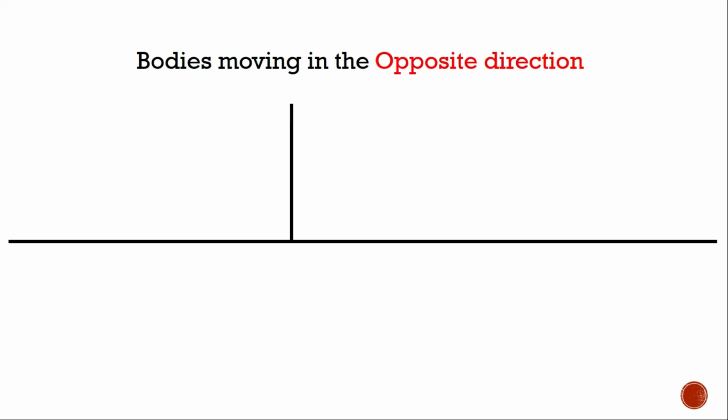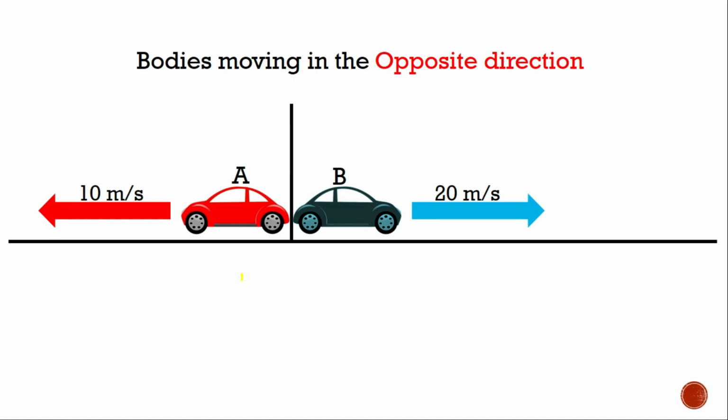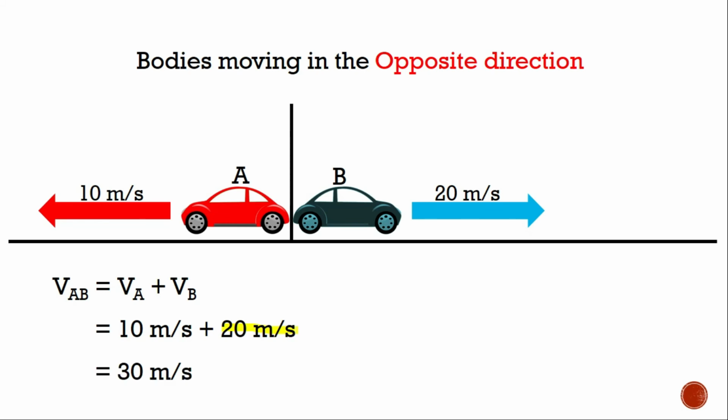Suppose there are two cars A and B moving in the opposite directions with the speed of 10 meters per second and 20 meters per second respectively. Now if we find the relative velocity of car A with respect to car B, it will be velocity of A, which is 10 meters per second, plus velocity of B 20 meters per second, which is 30 meters per second. Now try and understand what it means.